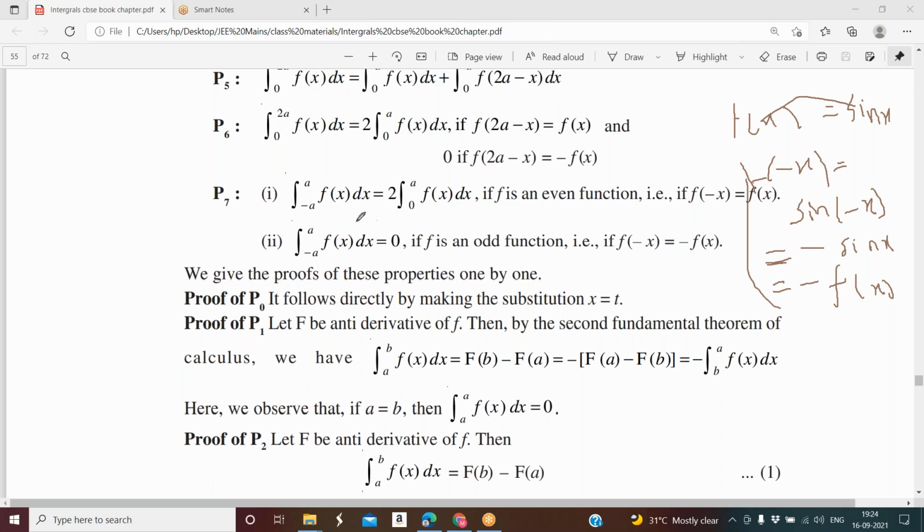So an even function means 2 times the integral from 0 to a. An odd function means the value of the integral is 0. That's property number 7.